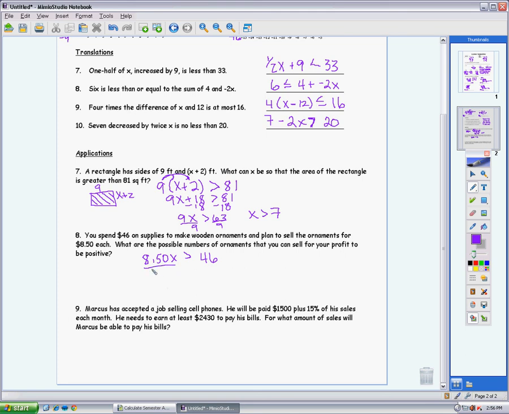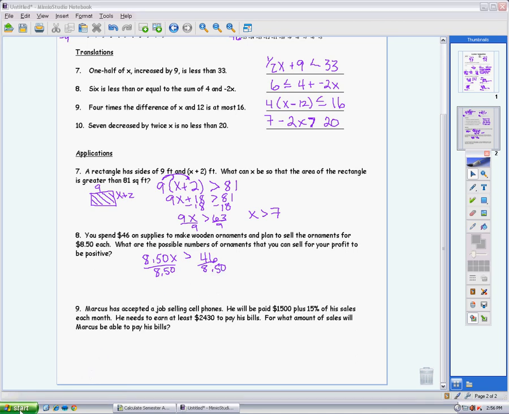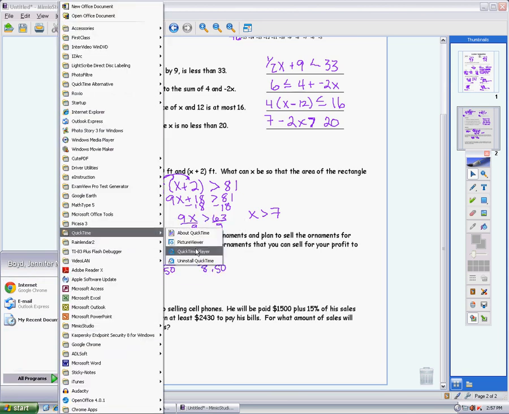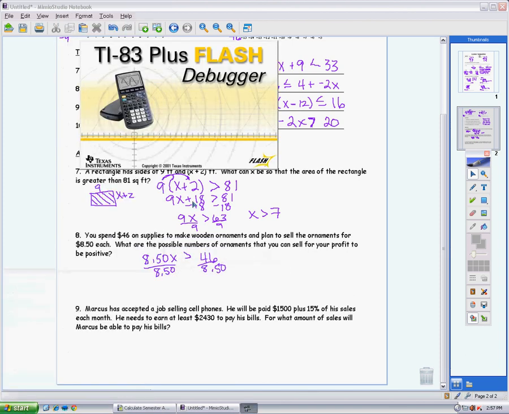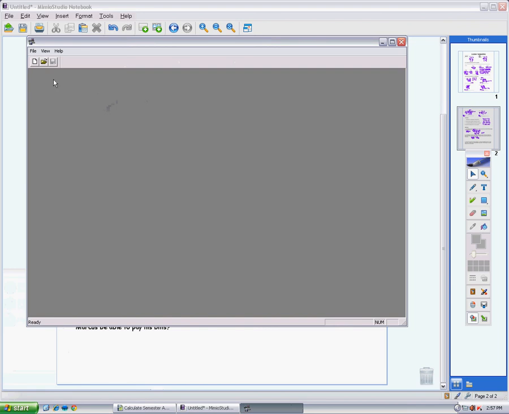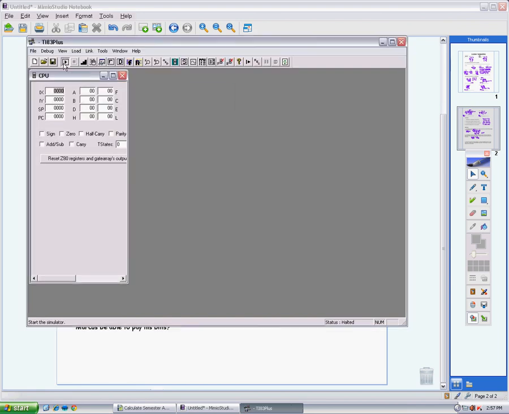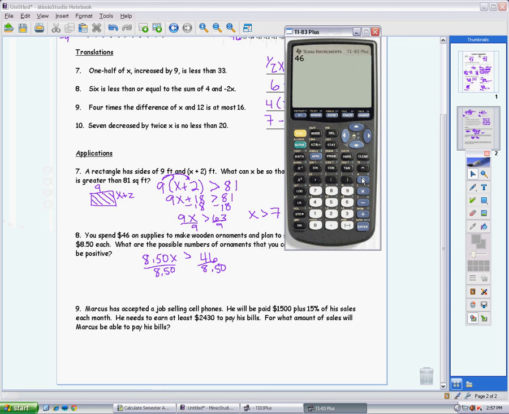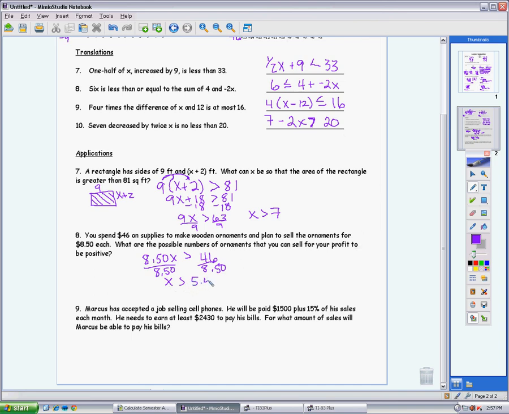Okay, well this is a one-step equation. I need to divide by 8.50. And let's see, I'm going to get my calculator out here. And you can download this calculator online. Alright, so I need 46 divided by 8.5, and I get 5.4117. So x would have to be greater than 5.41.